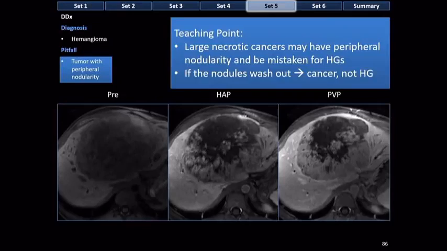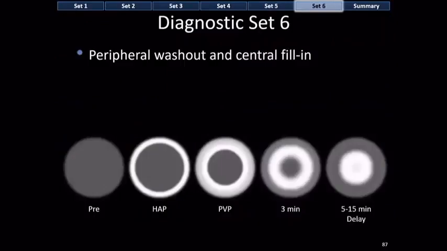And I see mistakes like this probably 5 times a year where a cancer is interpreted as a hemangioma when it's not. Last diagnostic set, home stretch, peripheral washout. Now, what do we mean by peripheral washout? By peripheral washout, I mean a mass that has rim or target-like enhancement in the arterial phase as shown here.